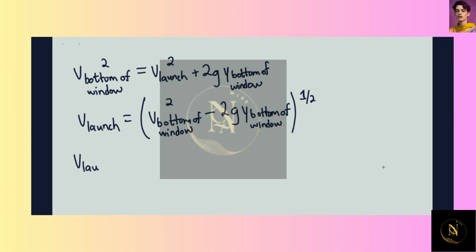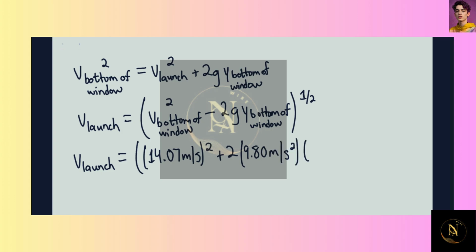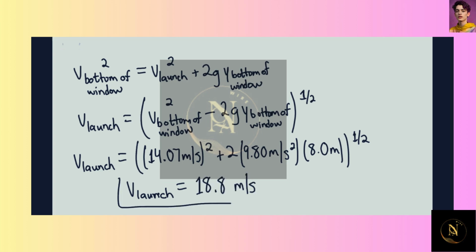So velocity at launch would be equal to the velocity we just found, 14.07 meters per second quantity squared, plus 2 times 9.80 meters per second squared times 8.0 meters, all to the 1/2 power. We find that the velocity at launch is going to be approximately 18.8 meters per second. This is the velocity at launch.